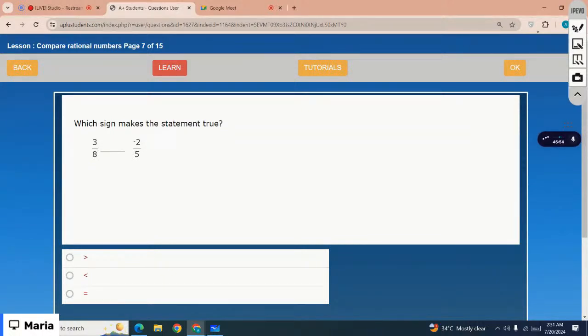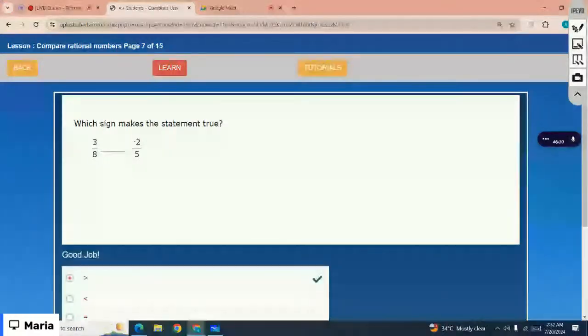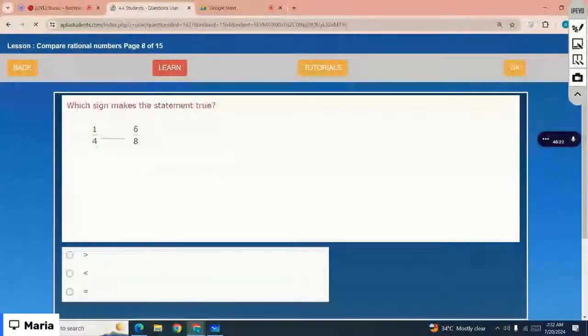Okay, 3 over 8 and you have to compare it to negative 2 by 5. So which is the correct option? 3 over 8 is greater than negative 2 by 5, right? Positive numbers are always greater than negative numbers.